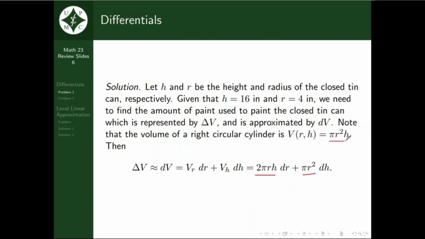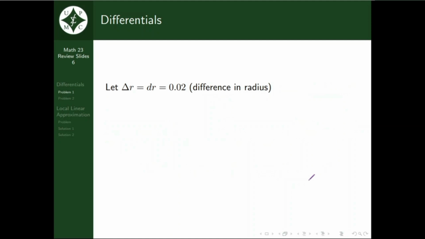So, ayan, ito yung function natin. Kunin lang natin yung partial derivative. Kung respect to r, 2 pi rh lang siya. Kung with respect to h, pi r squared naman. So next, we let delta r be equal to dr. So, take note na ito, mag-apply lang siya sa problem natin. Kaya sinasabi niya we let delta r be equal to dr.